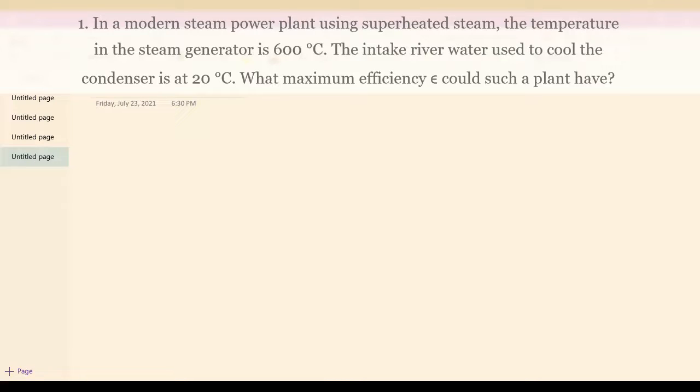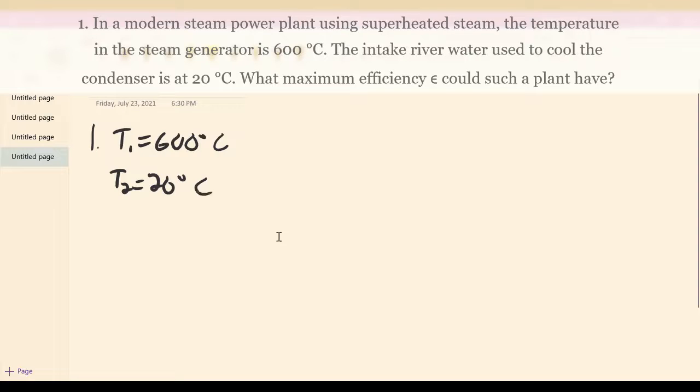So the first problem is we have this steam power plant, and that uses superheated steam. The temperature in the generator is 600 degrees Celsius. And then they use some river water to cool the condenser, and this temperature is 20. And so we want to find the maximum efficiency that this plant could have.